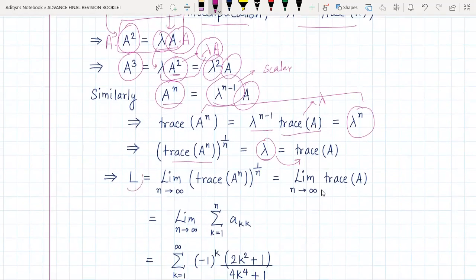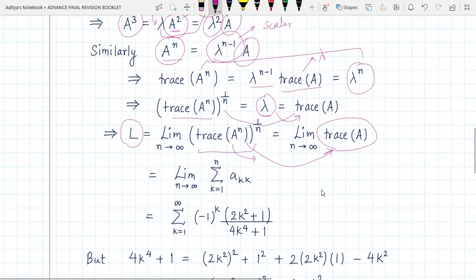So L, which was equal to the limit n tends to infinity, simply now becomes limit n tends to infinity of this particular quantity, which becomes limit n tends to infinity of trace of A, because these two are equal. So I have replaced it by trace of A. But trace of A was what? Sum of A_kk, k equal to 1 to n.